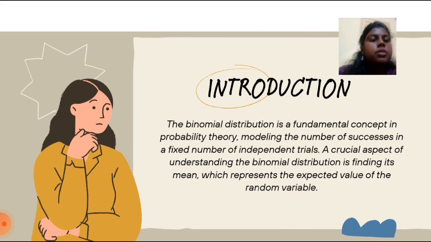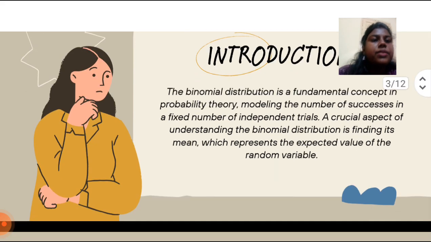The binomial distribution is a fundamental concept in probability theory, modeling the number of successes in a fixed number of independent trials, and a crucial aspect of understanding the binomial distribution is finding its mean, which represents the expected value of the random variable.